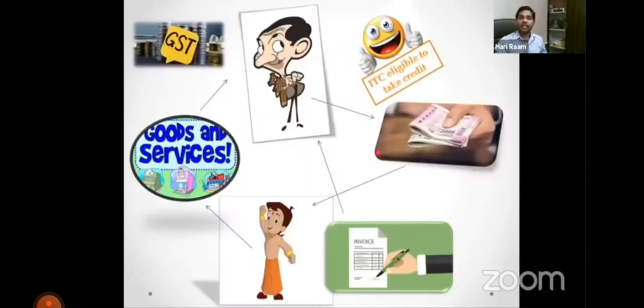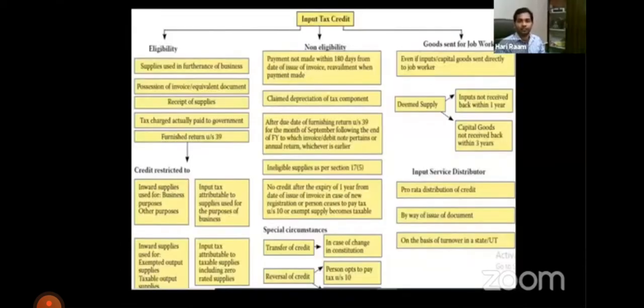We can understand this by this diagram. He is eligible to take ITC because he fulfilled every eligibility condition in section 16 of the CGST Act. Here is another summary of full ITC eligibility: supplies must be used in the course or furtherance of business, the tax invoice must be received, he must be the recipient of supplies, and the tax must be actually paid to the government, and he must furnish the return under section 39.